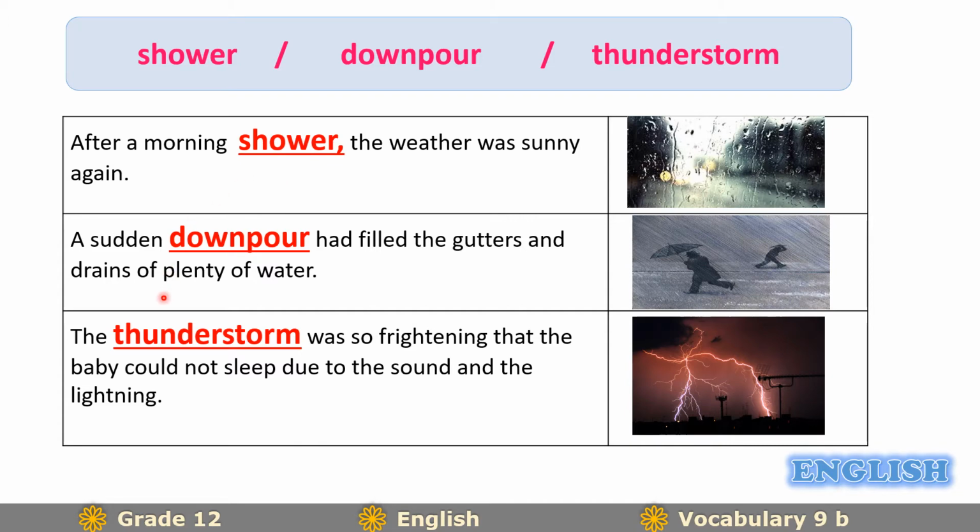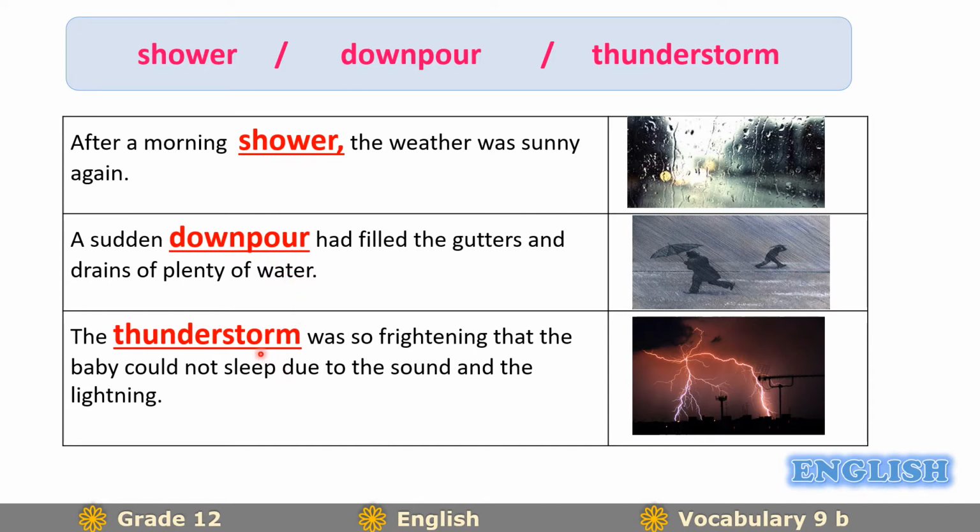Whereas the second one: a sudden downpour had filled the gutters and drains with plenty of water. Here, the clues are the words sudden and plenty, which means that the word downpour is a large amount of rain that falls quickly in a short period of time.